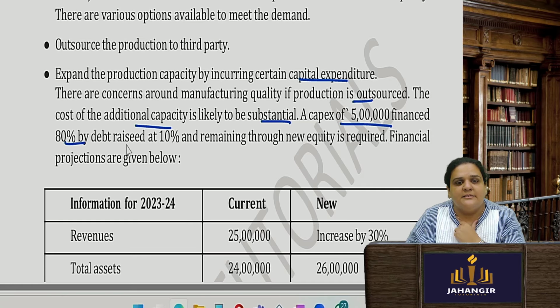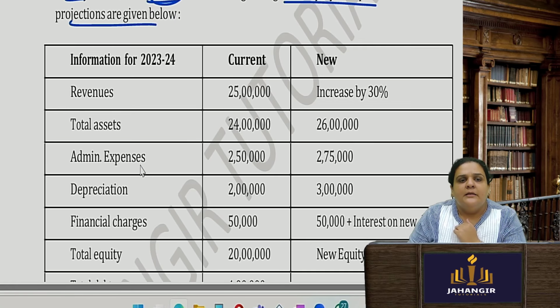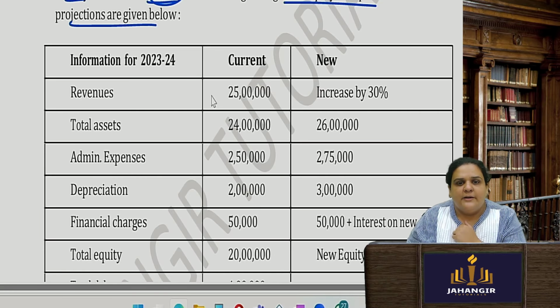Financed by 80% debt at 10% interest, and the remaining through equity shares. The financial projection is as follows. Currently, the revenue is standing at 25 CR. New, it will increase by 30%. Total assets are 24, new will be 26.